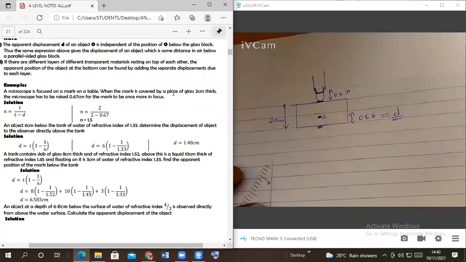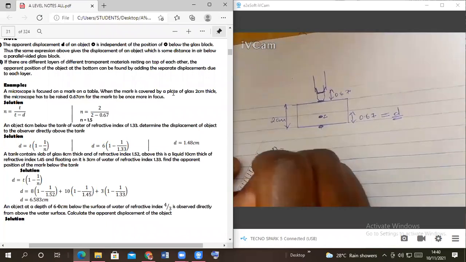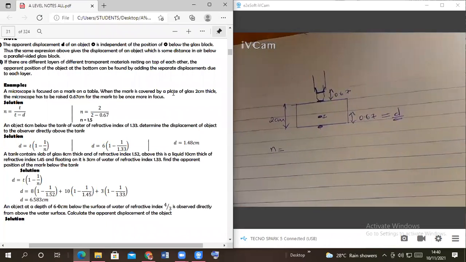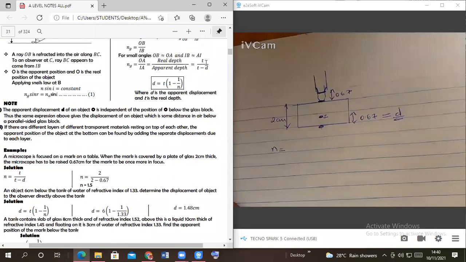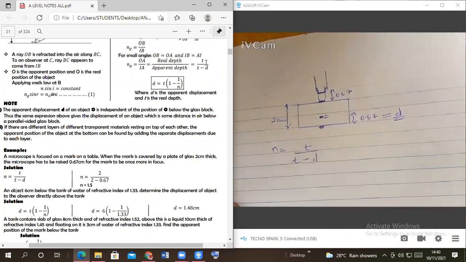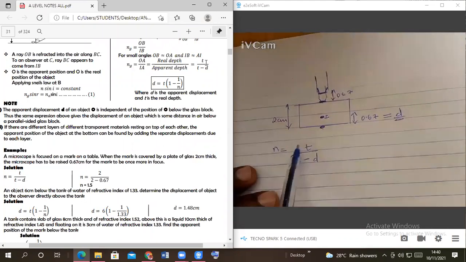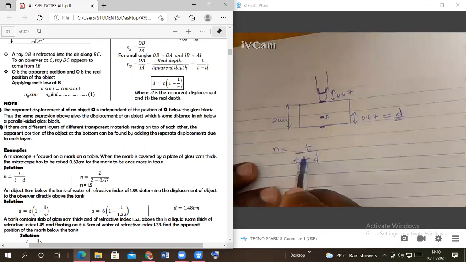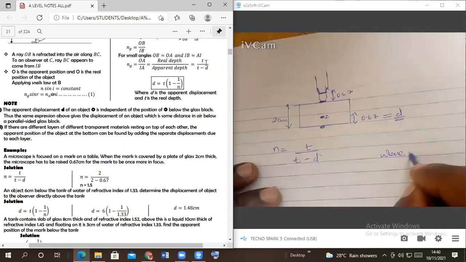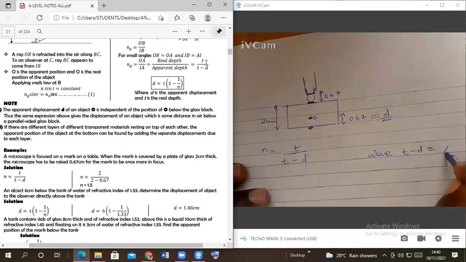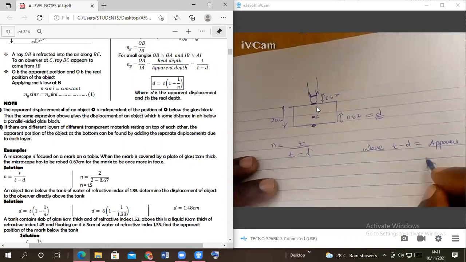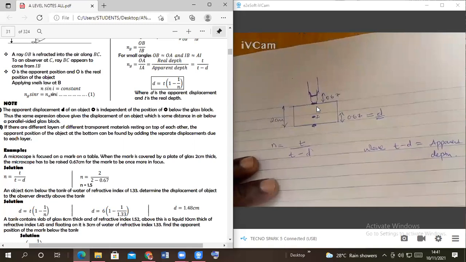So if you want to find the refractive index, I've told you that you have to take note of this formula and get used to it. It's given by T, the real depth, over T minus the apparent displacement, where T is the real depth. Real depth minus the apparent displacement gives you the apparent depth. So T minus D is the apparent depth.